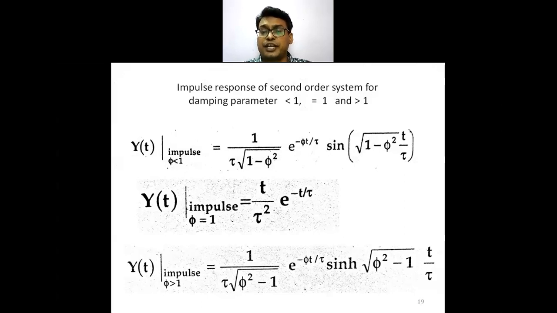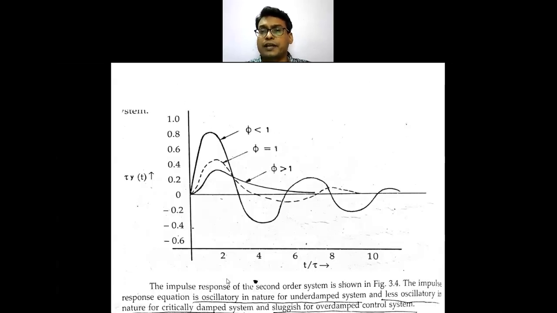Then, the impulse response of the second order system for the damping parameter phi less than 1, phi equals 1, and phi greater than 1. You will get three equations, and when they are plotted graphically, the behavior is like this. For phi less than 1, more oscillations are observed. For phi equals 1, fewer oscillations are observed, and for phi greater than 1, there is no oscillation, only a slight oscillation on the upper side.